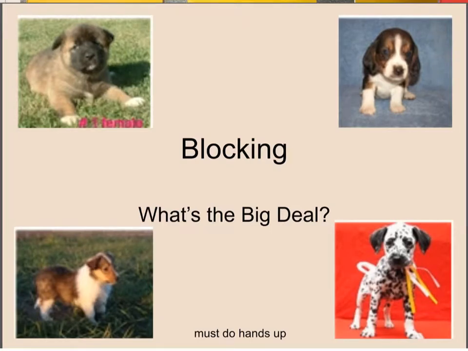Okay, this is the Blocking Dogs lab. What we want to do is take a look at different dogs. We have some Akitas here in the top left, Beagles, Collies, and Dalmatians. And what we want to do is handle bone density loss in dogs.